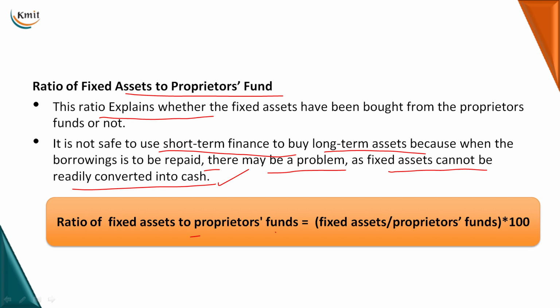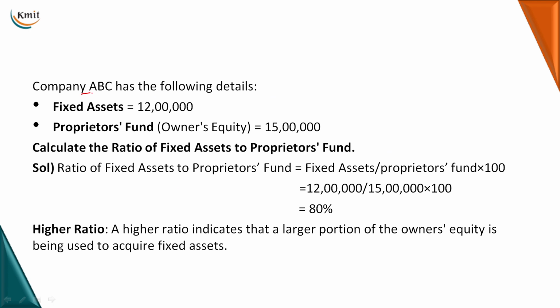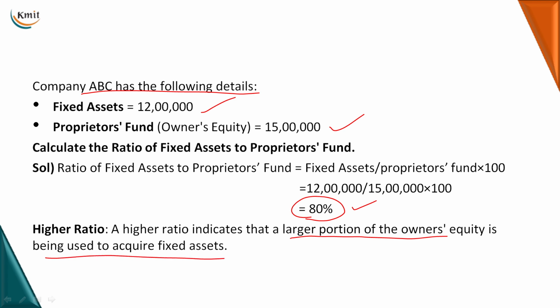So the ratio of fixed assets to proprietors funds is fixed assets divided by proprietors funds into 100. ABC company has the following details: fixed assets is 12 lakhs, proprietors funds or owner's equity is 15 lakhs. When substituting the values in the formula, we get 80%. A higher ratio indicates that a larger portion of the owner's equity is being used to acquire fixed assets without relying upon borrowings or loans from outsiders.